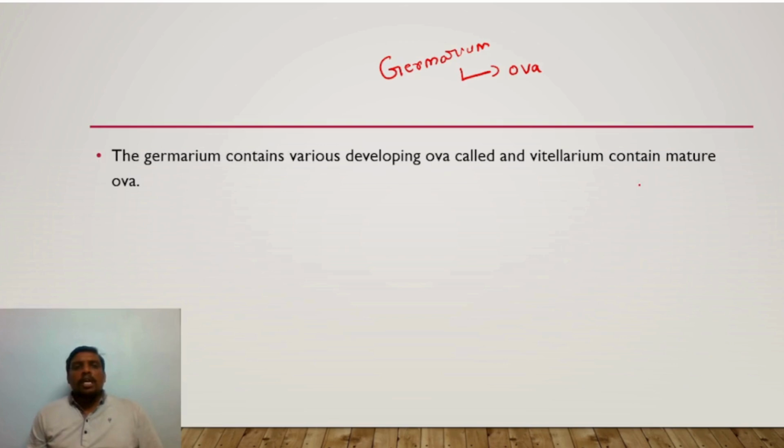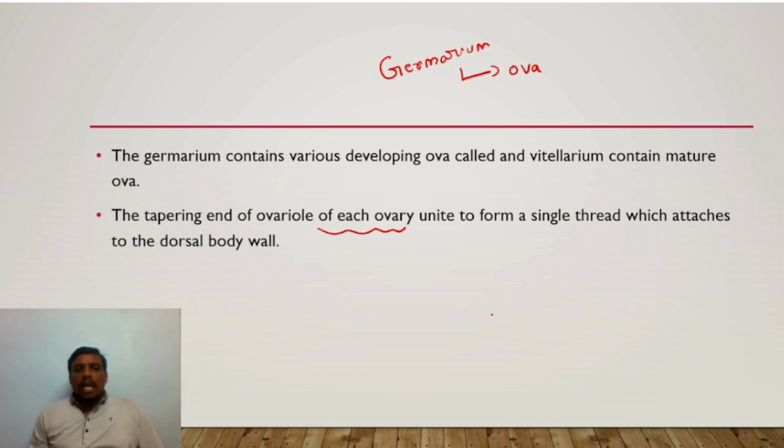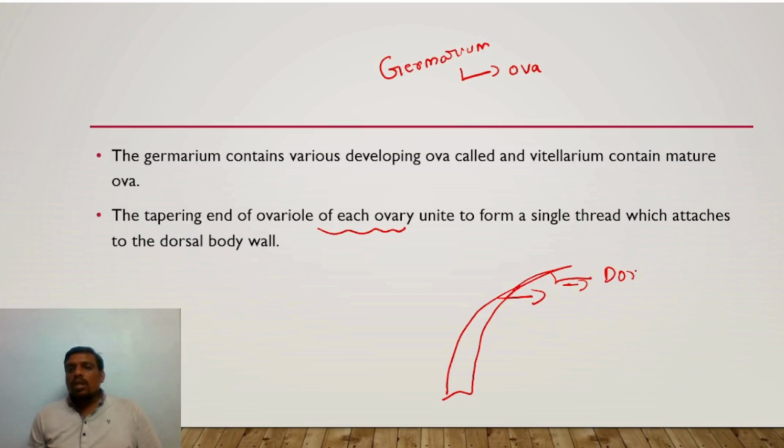The tapering end of the ovariole of each ovary, whatever is there at the anterior region, unites to form a single thread-like structure. This thread attaches to the dorsal body wall of the female cockroach.